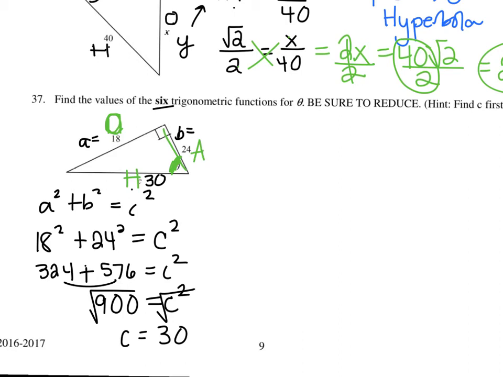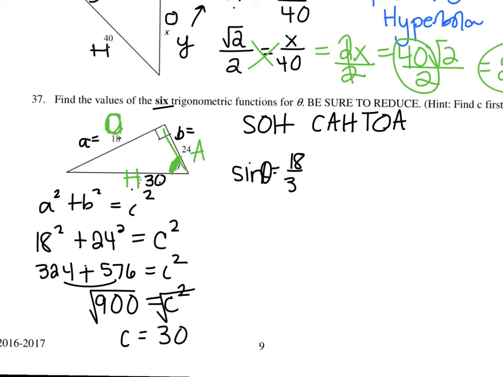Now that we have O, A, and H labeled, we just have to write down all of the ratios. So we'll write down SOHCAHTOA, and all this info will still be on the board during your exam. So we'll write down sine. Sine is going to be the opposite side, so 18, sine theta will be 18 over the hypotenuse, which is 30, and then we need to reduce it. So divide them both by 6, and we get 3/5.